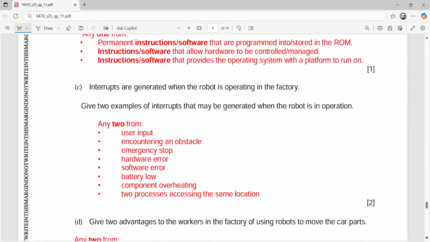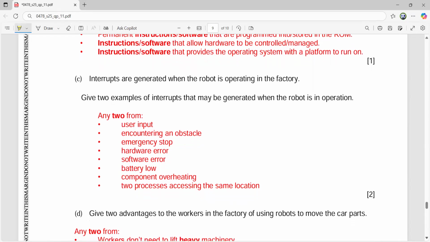Now, part C. Interrupts are generated when the robot is operating in the factory. Give 2 examples of interrupts that may be generated when the robot is in operation. Now, if a user has input, that is one example, because an interrupt is generated, or it has encountered an obstacle, or an emergency stop, or a hardware error, or a software error, or maybe the battery is low, or maybe a component has overheated. 2 processes accessing the same location. So any 2 examples, think about it, and you will be able to recall the term interrupt itself. In this example, think about why an interrupt is going to be generated, and 2 marks are going to be yours.